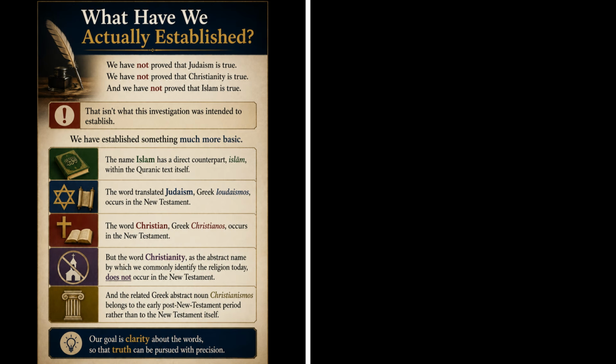The name Islam has a direct counterpart, Islam, within the Quranic text itself. The word translated Judaism, Greek Ioudaismos, occurs in the New Testament. The word Christian, Greek Christianos, occurs in the New Testament. But the word Christianity, as the abstract name by which we commonly identify the religion today, does not occur in the New Testament. And the related Greek abstract noun, Christianismos, belongs to the early post-New Testament period rather than to the New Testament itself. That raises a much more interesting question.